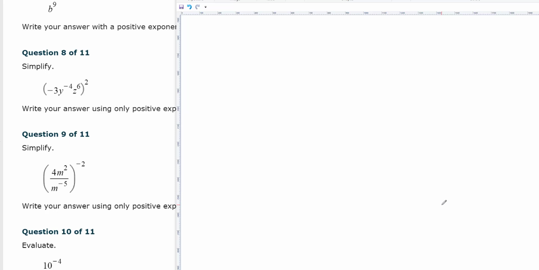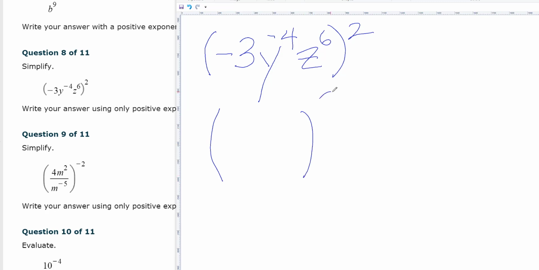Number 8. In parentheses, negative 3 y to the negative 4 z to the 6th, squared. So what we want to do, because we have parentheses, is clean up anything on the inside. So negative 3 y to the 4th goes to the denominator, z to the 6th stays in the numerator.